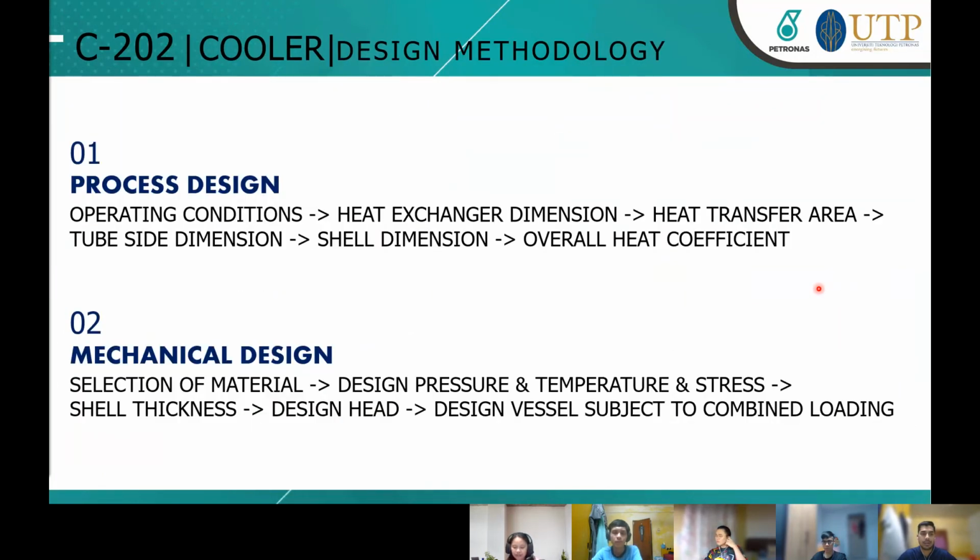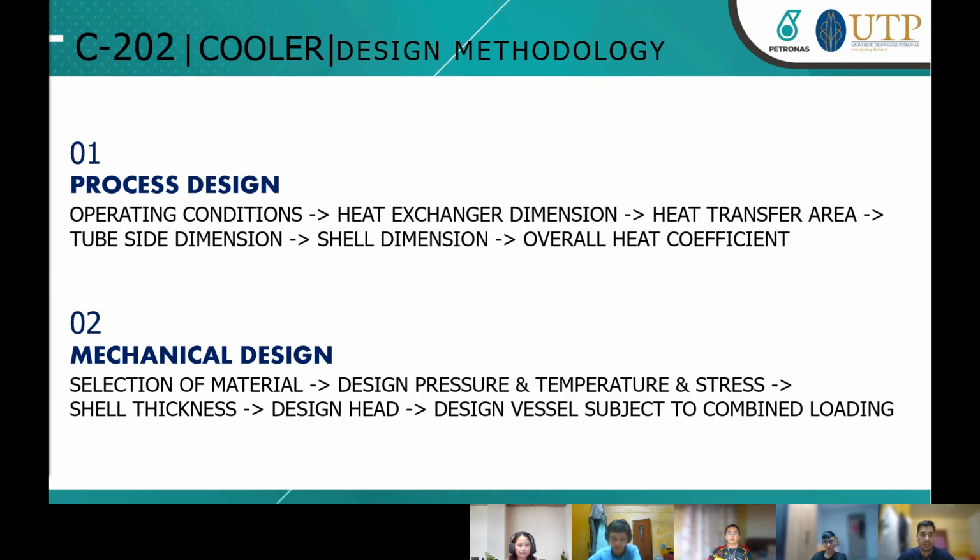Next, this part will explain the design methodology, which consists of two parts: process design and mechanical design. The process design will start off with getting all the condition parameters from the HYSYS simulation. Then the heat exchanger dimension will be calculated. After that, the heat transfer area will be calculated, followed by the tube side and shell dimensions. And the last one to be calculated in the process design is the overall heat transfer coefficient.